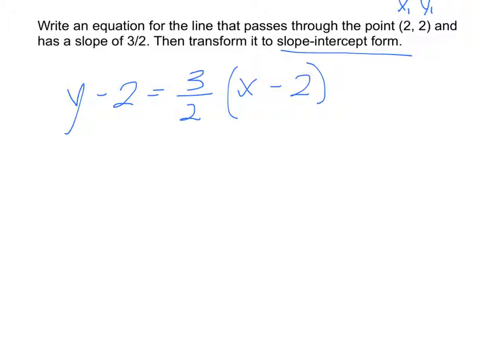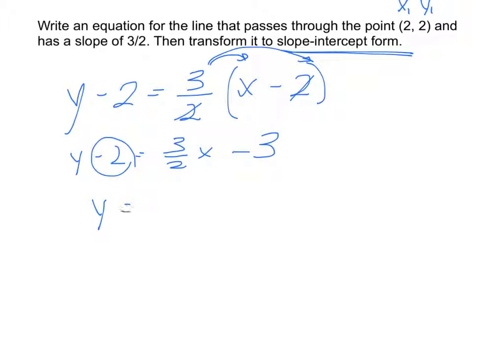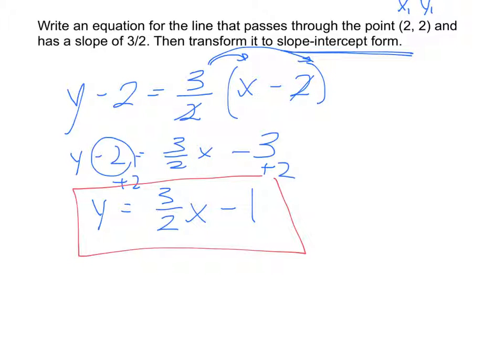And then to transform this to slope-intercept form, first we need to distribute here. So then we have y minus 2 equals 3 halves x minus, and then this actually cancels, but we have negative 3. And then we can move this 2 over, so we have y equals 3 halves x minus 1, because that was negative 3, and then we added 2 to both sides. And then this is our slope-intercept form.